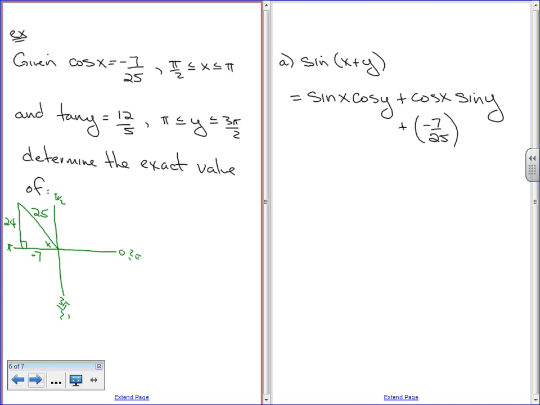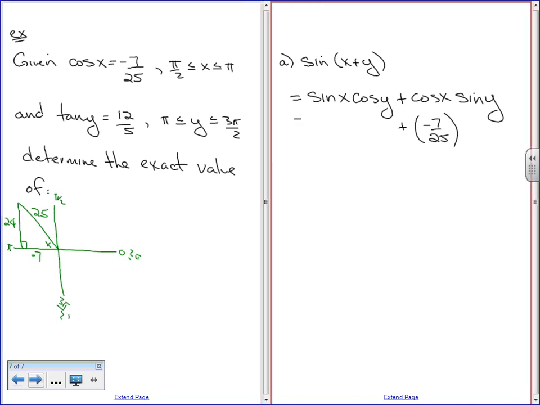But now all that makes sense for the CAST rule, because if I figure out the sine is 24 over 25, which is positive. Sine should be positive. The cosine is negative 7 over 25, which is negative. That makes sense. And the tangent is 24 over negative 7, which is supposed to be negative. Okay? But now I can read off any information I want from this diagram about angle x. The sine of x is 24 over 25, so I can plug that in there now.